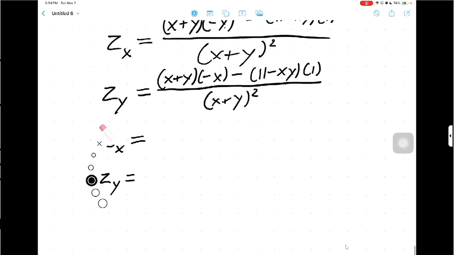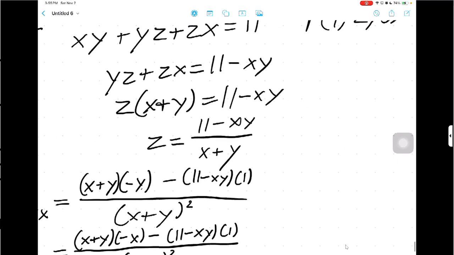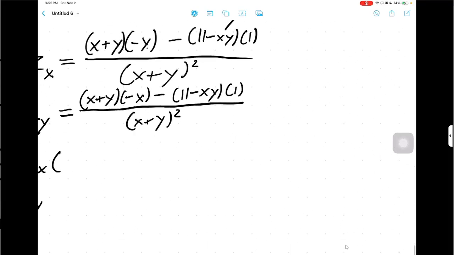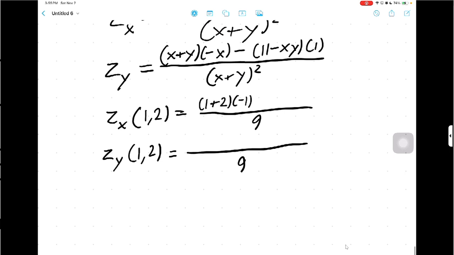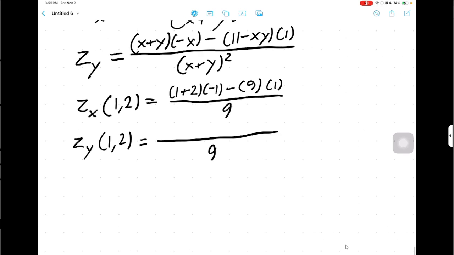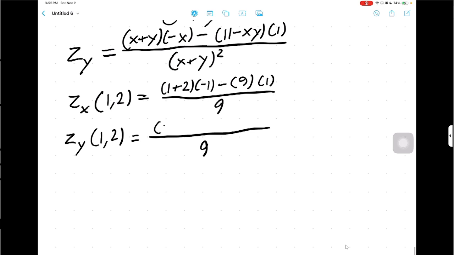Now I'm just going to plug in the points, which is 1, 2, and 2. So the bottom becomes 9. 1 plus 2 is 3, 3 squared is 9. And then we get 1 plus 2 times -1, minus 11 minus 1 times 2, which is just 9. This should be a -2. And then this is the same thing here, -1 minus 9 times 1.